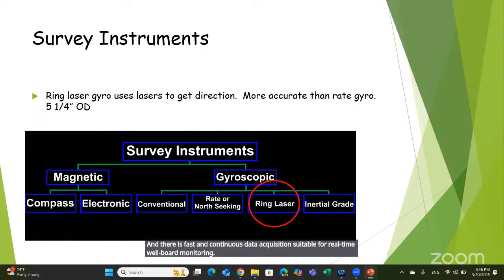For the limitations or disadvantages of ring laser, there is higher cost, being more expensive than the conventional gyro, and it is sensitive to temperature variations, requiring compensation for downhole conditions. Continuous operation needs battery or wired power, so it requires a power supply. Also, the ring laser gyro uses lasers to get direction, is more accurate than the rate gyro, and has an outside diameter of approximately 5 1/4.